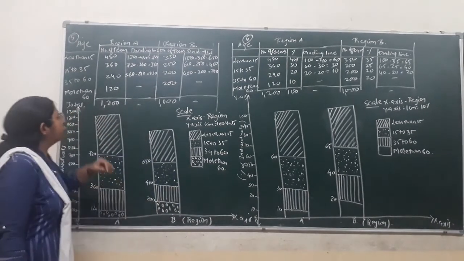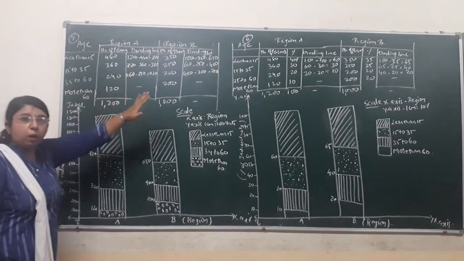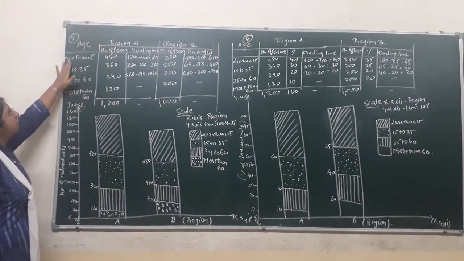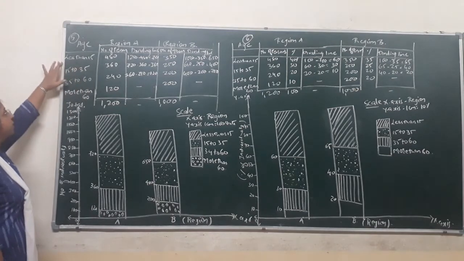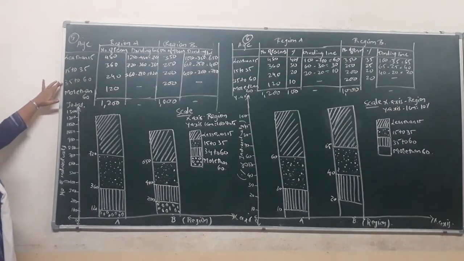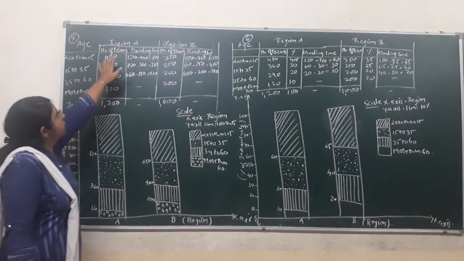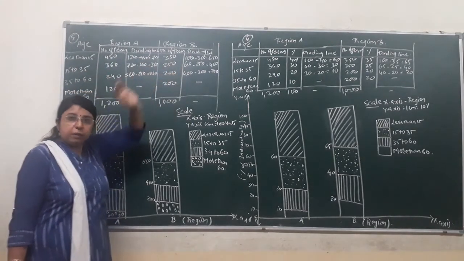Okay. So first of all, you can see I have made a table over here. In this table, I have represented the age in the first column, that is already given in the question, that is less than 15, 15 to 35, 35 to 60 and more than 60. In the second column, I have represented region A and region B in the third column.